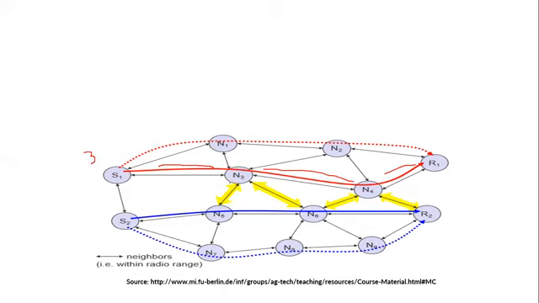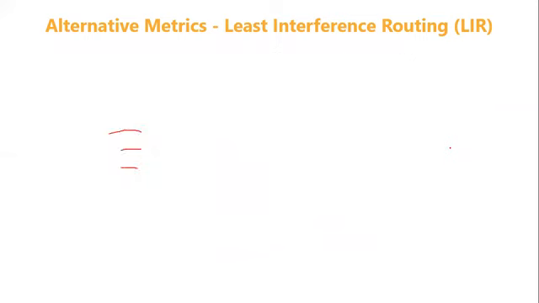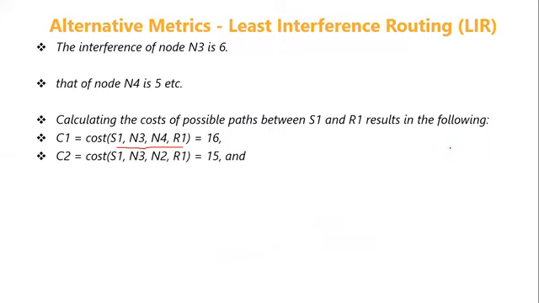N3 interference we have already calculated. It is 6. N4 is 1, 2, 3, 4, 5, so it's 5. R1 is 1 and 2. If you add all these, 6 plus 3 is 9, 9 plus 5 is 14, and 14 plus 2 is 16. That is the cost of the path from S1 to N3, N3 to N4, N4 to R1.